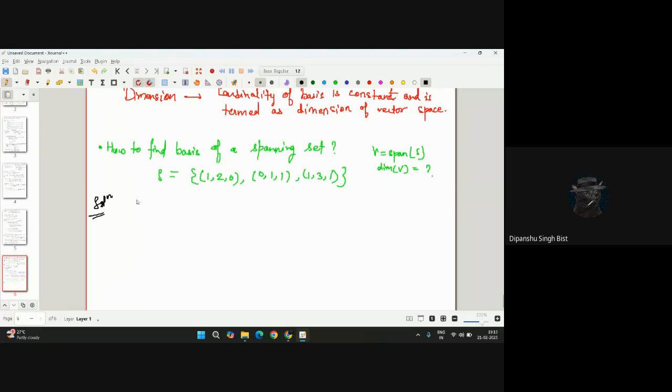A good way of doing it is you put all the vectors as the rows of a matrix. So I'm putting it as 1 2 0, 0 1 1, and 1 3 1. All these are rows of a matrix, and then I perform the row operations, row reductions basically.